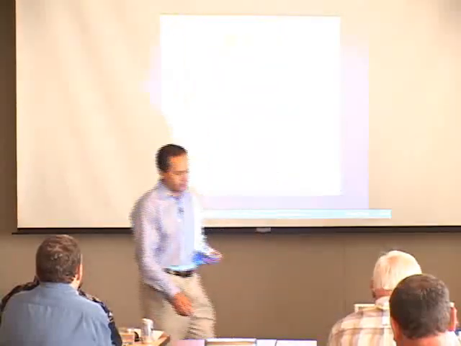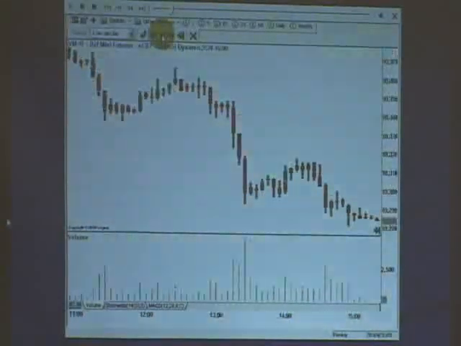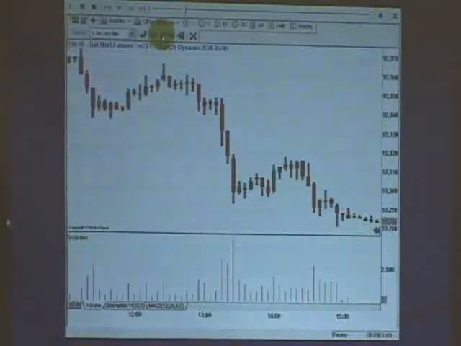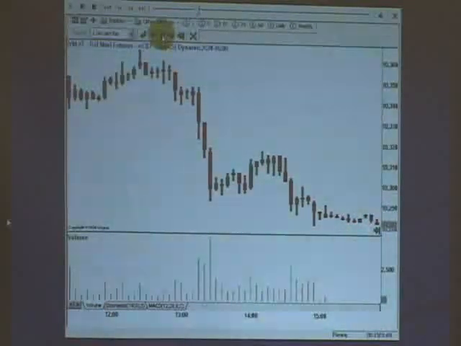All right, here's another gap play example. What happens on this particular day? We're coming along. The market's closed at 10,282. All right, so we close right there.